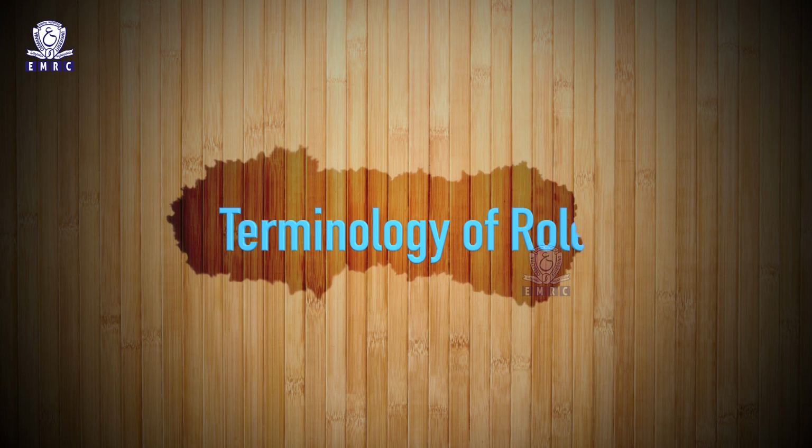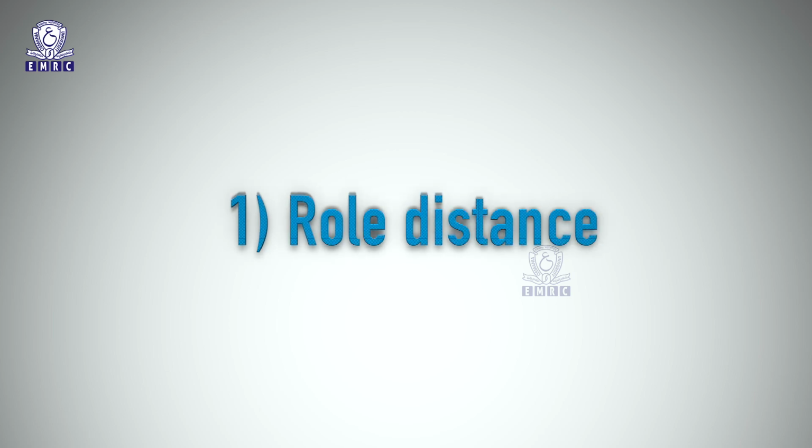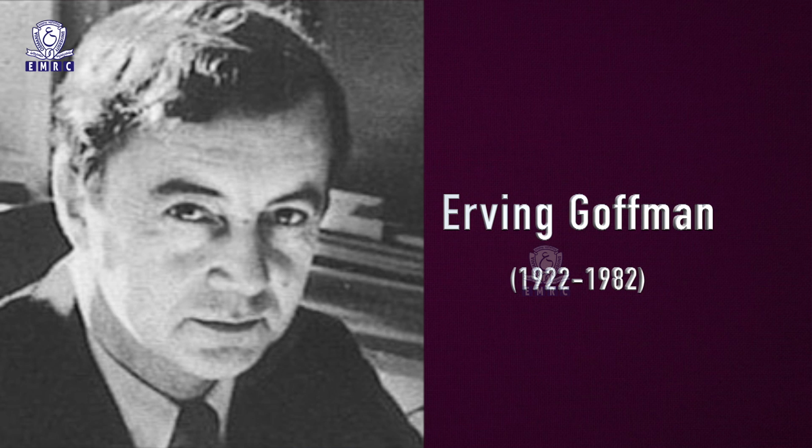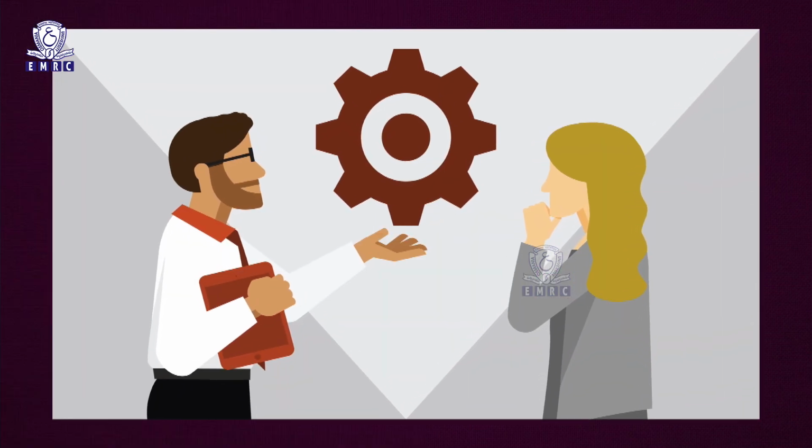The terminology of role. Recent accounts of role have produced several refinements. 1. Role distance. A term coined by E. Goffman in 1959 refers to the detachment of the performer from the role he or she is performing. This makes an important distinction between the existence of expectations concerning role performance and the individual's commitment to the role.